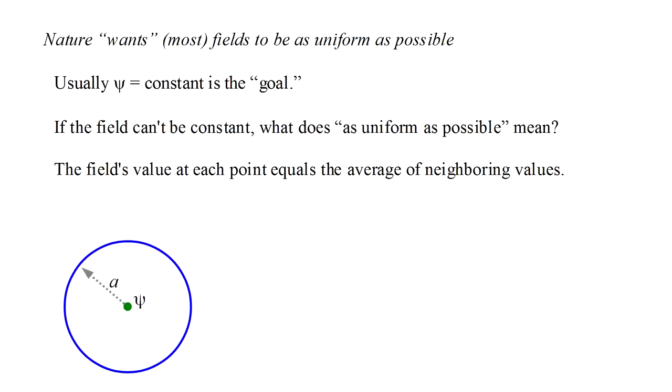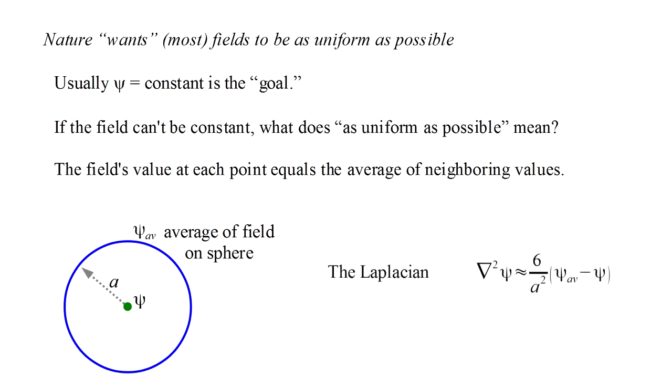Imagine the field psi at some point in three-dimensional space, and a small sphere of radius a surrounding that point. Call the average field value on the sphere psi average. Then equilibrium simply requires that psi equals psi average. This is so common in physics that we have a special symbol in operation called the Laplacian that measures the difference between psi average and psi. The Laplacian is denoted by what looks like a triangle to the power 2, applied to the field of interest.